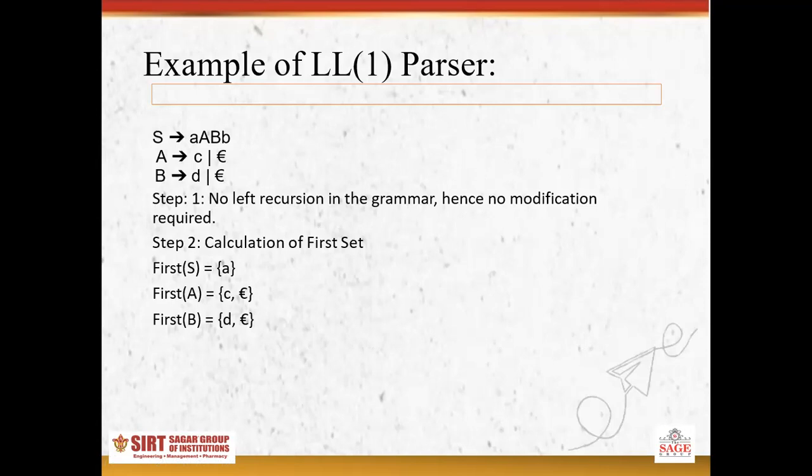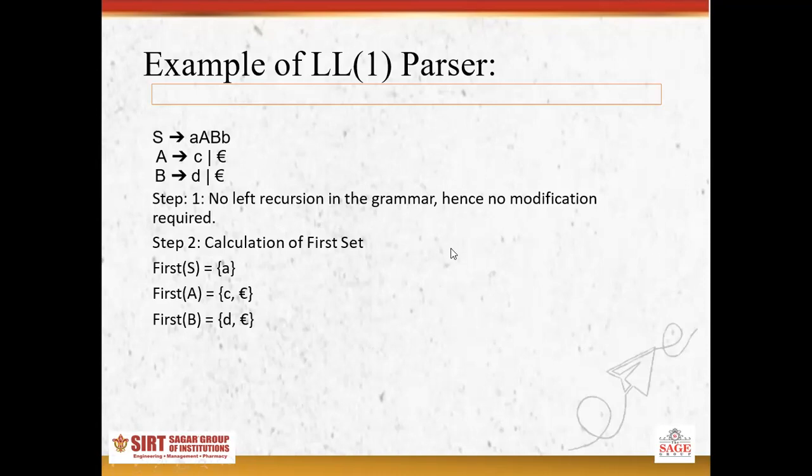Second condition: if a common prefix is there in the productions, that is called left factoring. Here there is no common prefix, so this grammar is not left factored. Third point: if more than one parse tree can be generated from this grammar, it is ambiguous. This grammar is not ambiguous because a single parse tree is generated from it. So there is no left recursion, no ambiguity, and no left factoring. So we jump to step number 2.